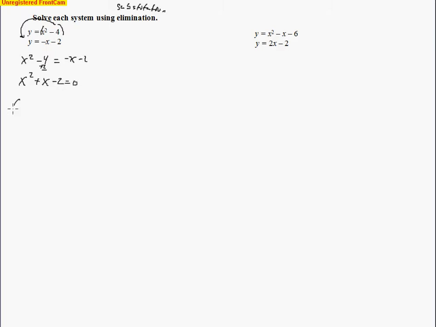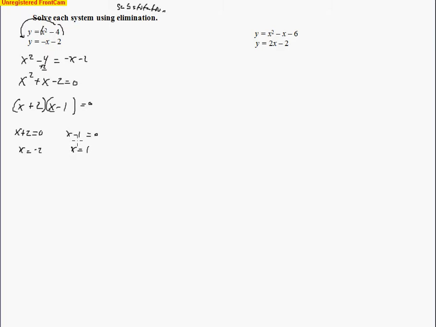So I can factor this. This does factor. So x plus 2, x minus 1. Positive 2, negative 1 multiply to make a negative 2. They subtract to make positive 1. So I need to use the zero product property, and I end up with x equals negative 2, and over here I set it equal to 0, I end up with x equals positive 1.